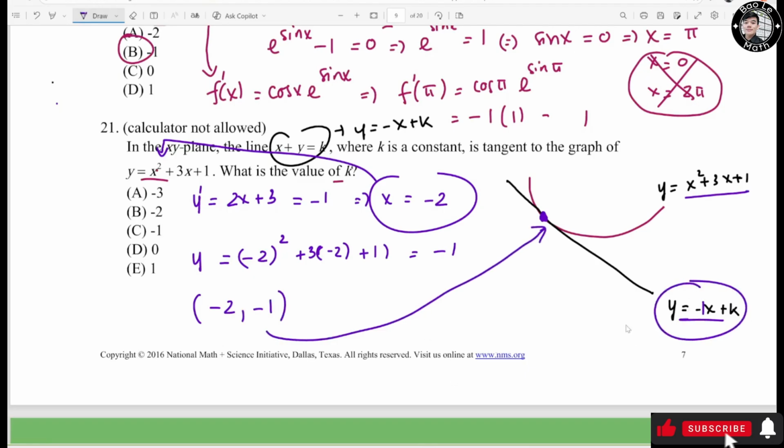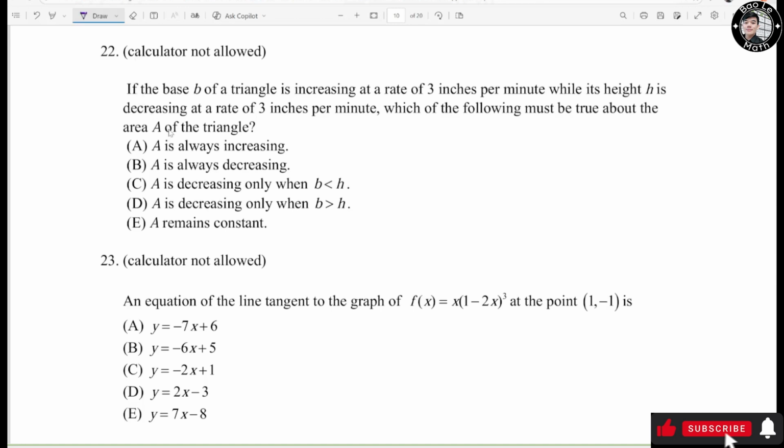So substitute this point into this equation right here to solve for k. So you have -1 equals negative of -2 plus k. So k equals -3. The answer must be A. Now let's move on to question 22.